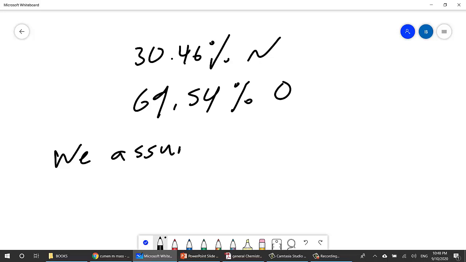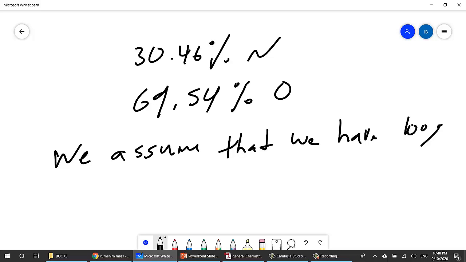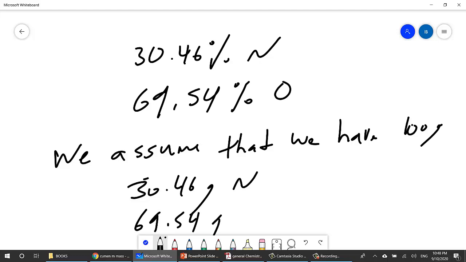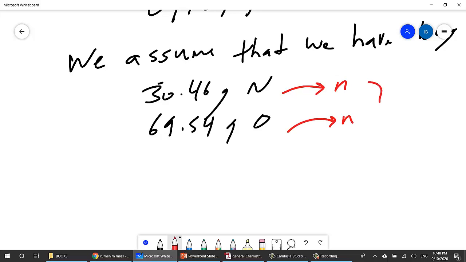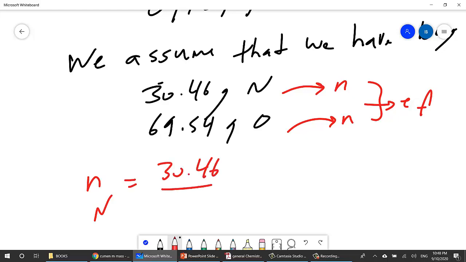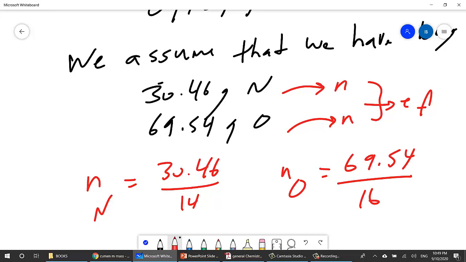The best way to solve this question is that we can assume that we have, in this case, 100 grams. That means we have 30.46 grams of nitrogen and 69.54 grams of oxygen. You see that? Now you know what to do. You need to convert that into a number of moles, and from this you obtain the empirical formula. So the number of moles of nitrogen is 30.46 divided by 14. Number of moles of oxygen would be 69.54 divided by 16.